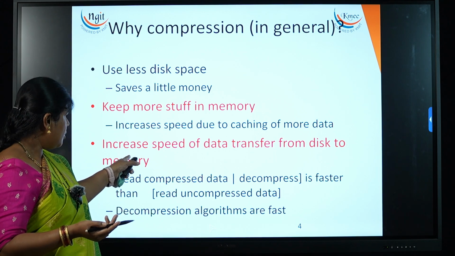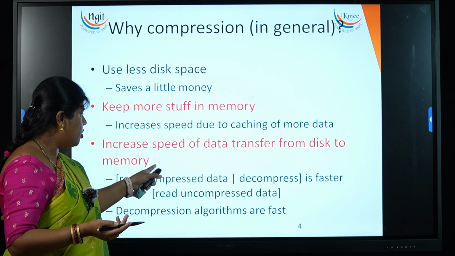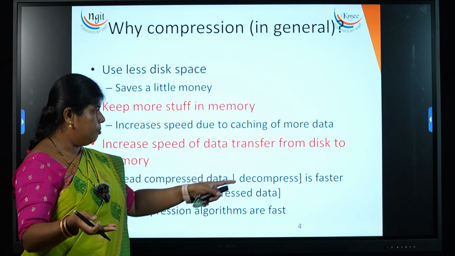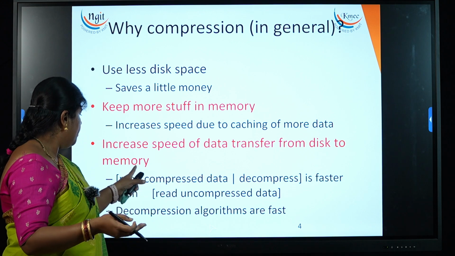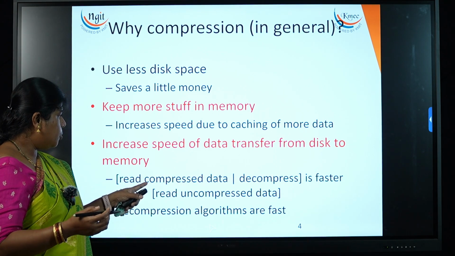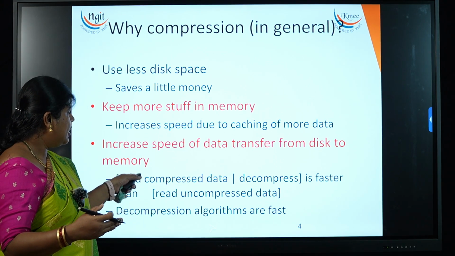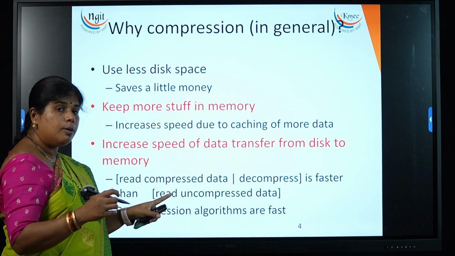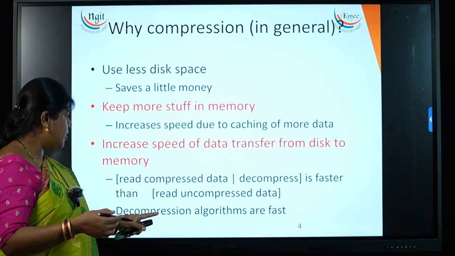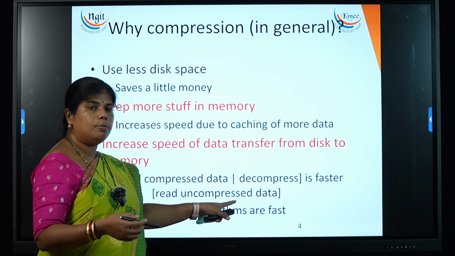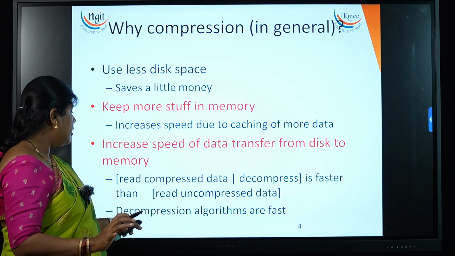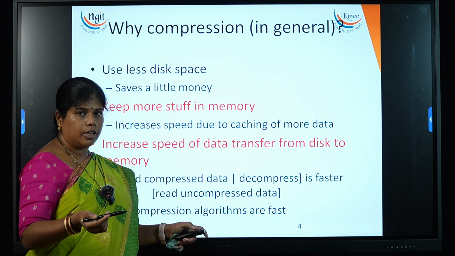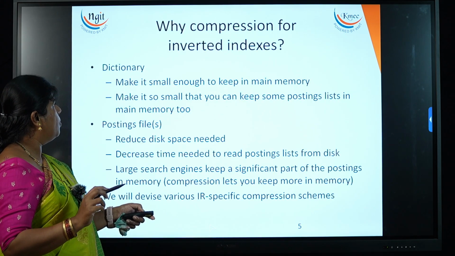Now, it will even increase the speed of transferring the data from the secondary memory to the primary memory, that is from the hard disk to the memory. So, what are the steps here? Read your compressed data, then decompress it. This process is faster than reading uncompressed data. And the decompression algorithms run in a fast way. So, that is why you should go for compression.